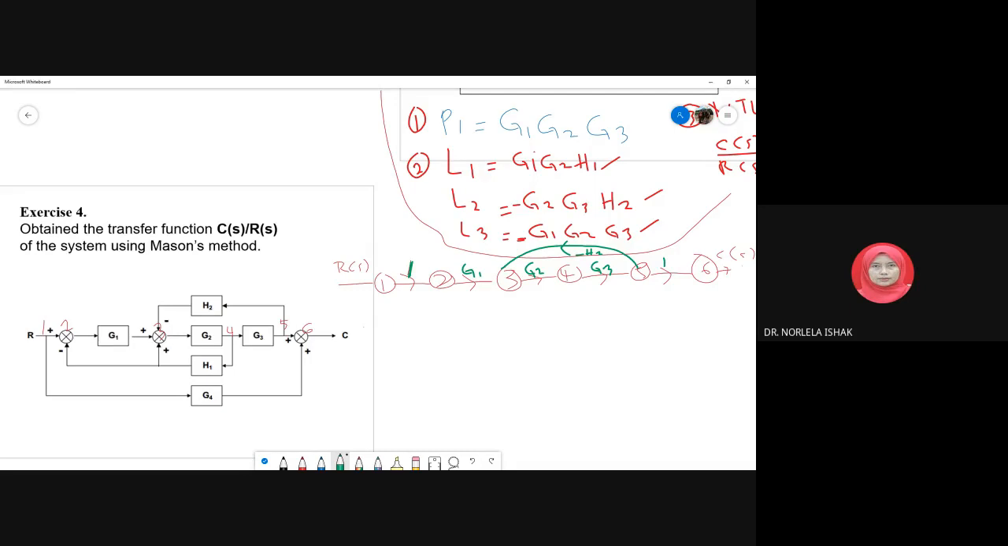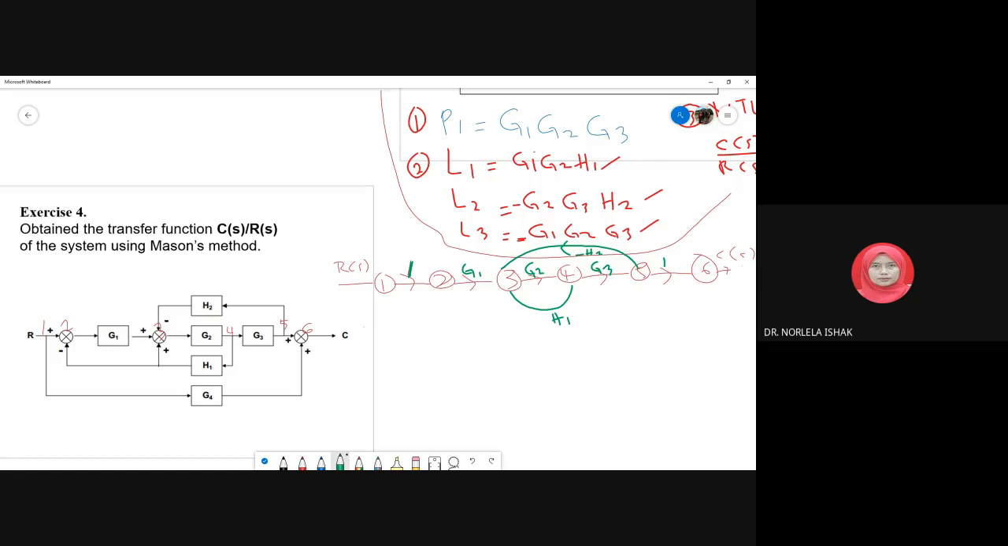Okay, how about H1? H1, 4 to 2. 3 and 4 to 2. Okay, yes. 4 to 3, H1, 3 to 4 to negative 3. This negative is H1 kan? Okay, another one.